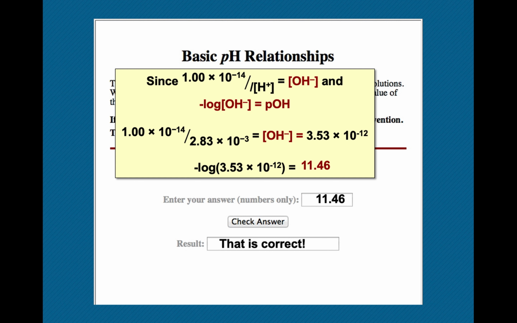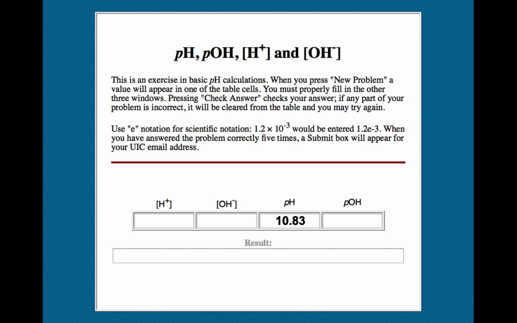pH 2 is even neater. Here you get a table with 4 slots. Only one will have a number in it. What you have to do is type in the others. Okay. We're given a pH here. How do we get hydronium? 10 to the minus pH is hydronium.